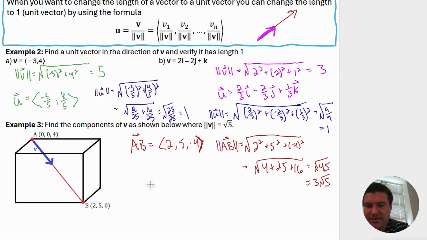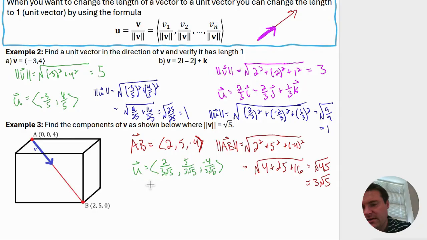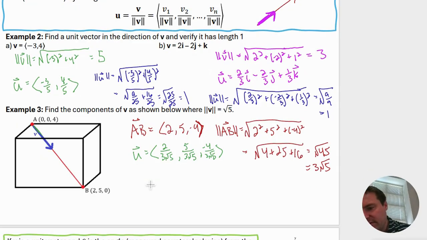So I can rewrite this red vector, I'll change it to green now, as a unit vector by dividing each of these by 3 root 5, so 2 over 3 root 5, 5 over 3 root 5, and then negative 4 over 3 root 5. So that's going to be this green vector right here. It's kind of hard because I'm doing this over the v, but this is my green vector. That's my unit vector. Okay.